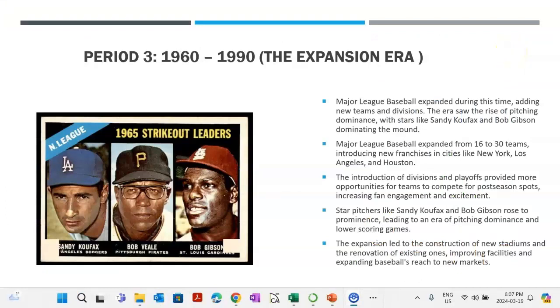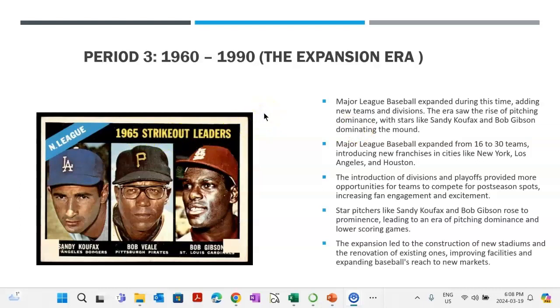Let's move to period 3, between 1960 and 1990. In baseball history, this period is also called the expansion era. In this period, Major League Baseball expanded significantly. Major League added 15 new teams, including some big names like the Los Angeles Angels and Houston Astros. The era saw the rise of pitching dominance with stars like Sandy Koufax and Bob Gibson, who was known as the strikeout leader in 1965.